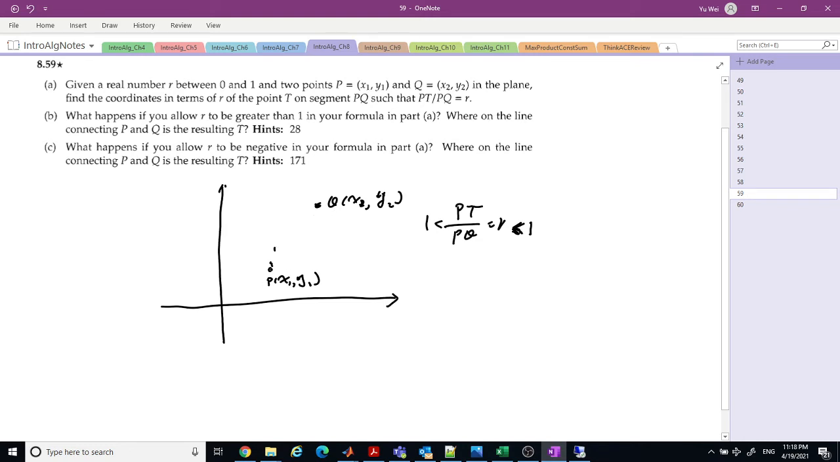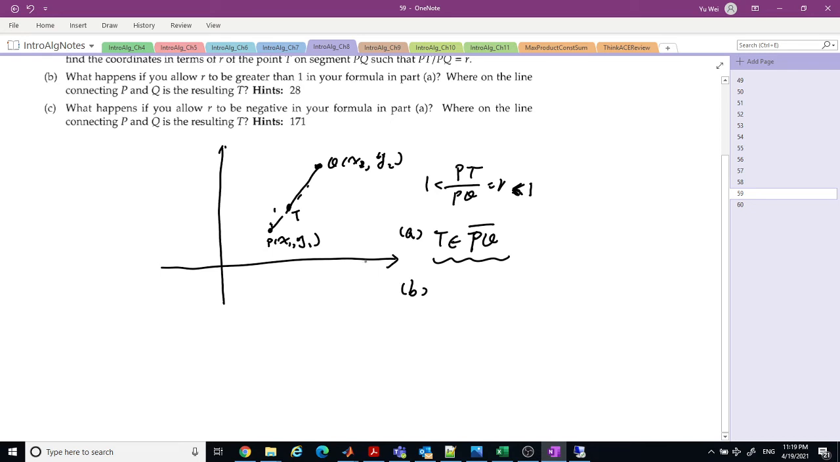Okay, so PT and PQ is really about the direction, if you consider the direction, right? PT and PQ, and T should be somewhere here. Okay, so T should be between P and Q. Okay, that's A.